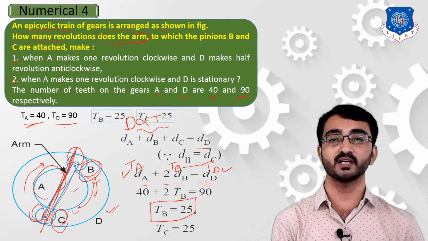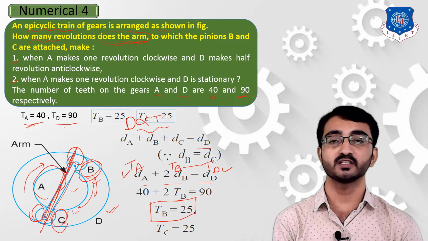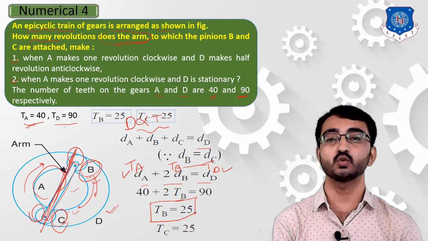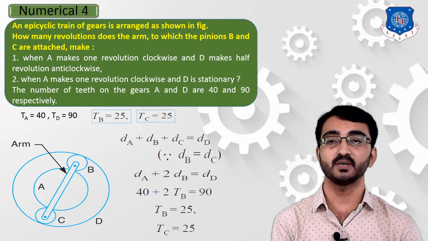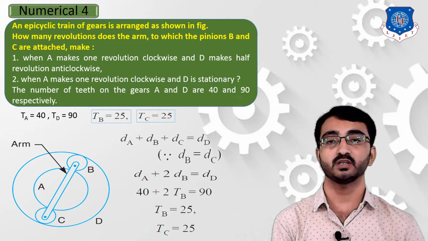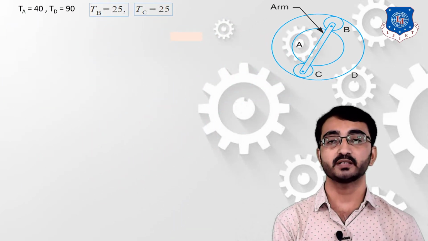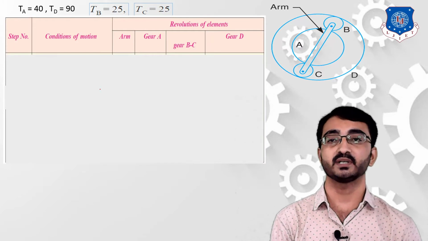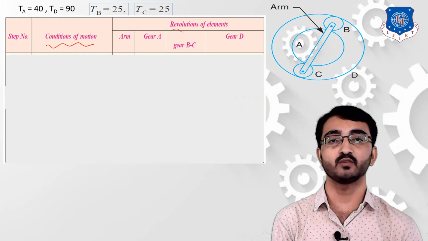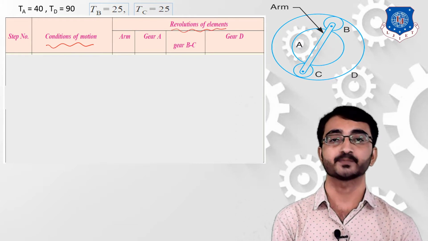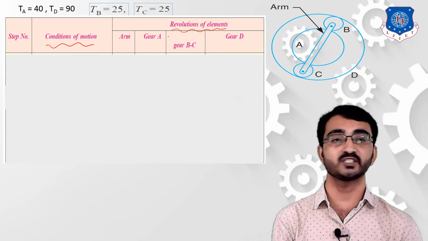Now we can sort out this data, and to solve this numerical, first of all we have to use the tabular method which is used for solving epicyclic gear trains. So let's draw the table for the epicyclic gear train. The table consists mainly of two columns. The first column is known as the condition of motion, and the second column is known as the revolution of each and every element. Now we have to make the list of components.